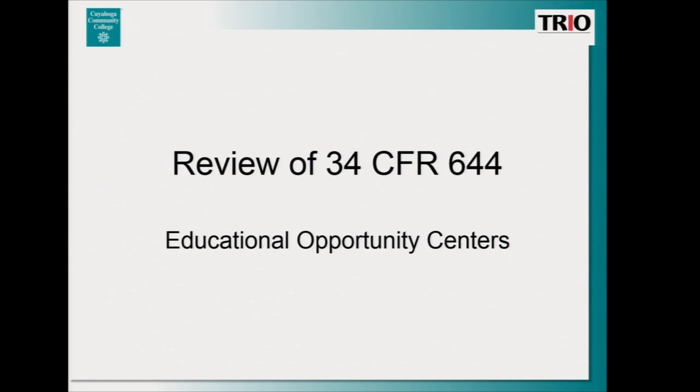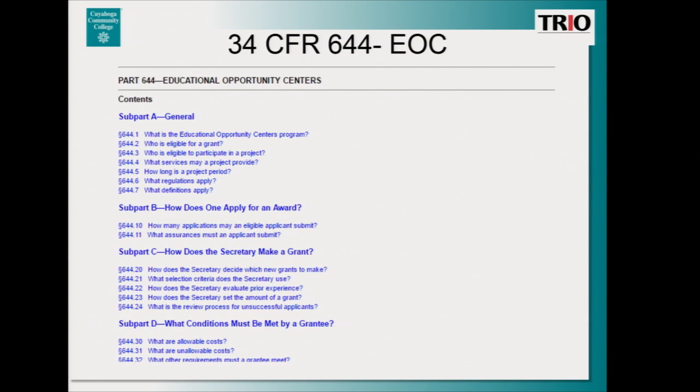Now that we are familiar with what the Code of Federal Regulations are and how to locate them, let's take some time to review the information included in the program regulations for the Educational Opportunity Centers project. Part 644 is the Code of Federal Regulations applicable to the Educational Opportunity Centers project. You'll notice that the EOC program regulations are separated into 4 subparts.